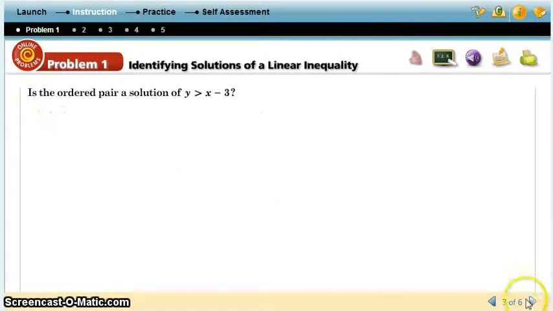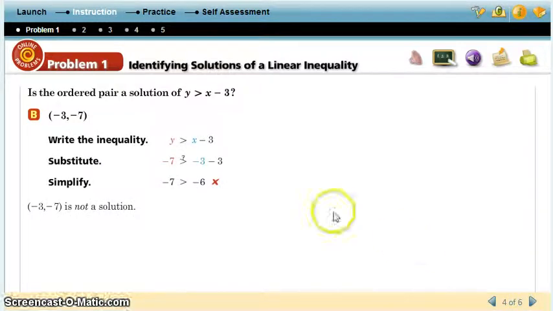So let's look at this example. The same inequality, but this time they're going to give us (-3, -7). So negative 3 goes in place of your x. Negative 7 goes in place of your y. Always be very careful with your negative signs. So negative 7 went in place of our y, and negative 3 went in place of the x.